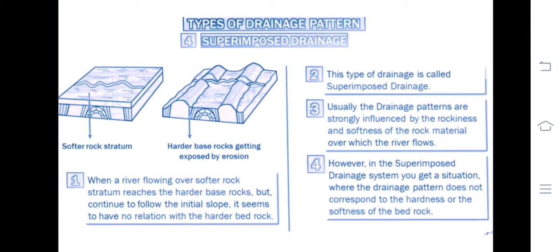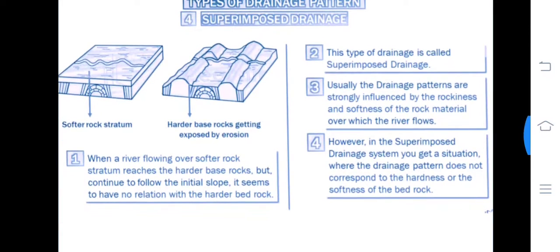Now, very important: superimposed drainage pattern. First, let's say land is subject to change. You know this thing. Over a period of time, land can be transformed into different structures. Let's see: in the first case, you have a softer rock stratum, but in subsequent years, harder base rocks get exposed by erosion, and there is a harder surface on top of the land.